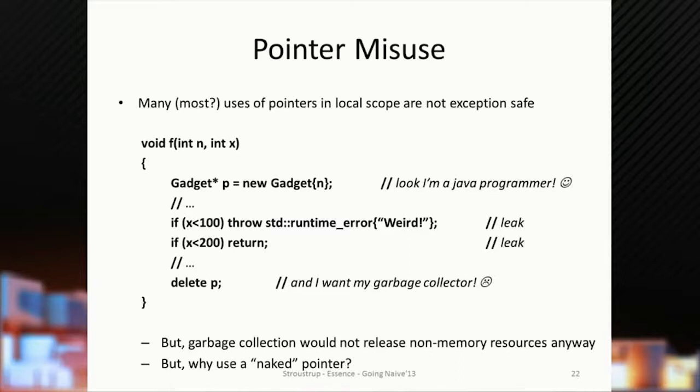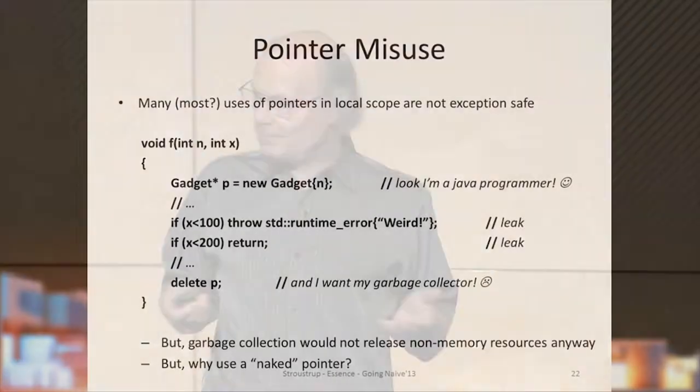And people then say they want a garbage collector, but you know, I didn't tell you what was inside the gadget. If that's just memory, a garbage collector will help you. If it's a file handle, a socket, and a lock, the garbage collector will not help you. So this code is bad. If I throw here, I have leaked a gadget and the gadget holds a lot of things.